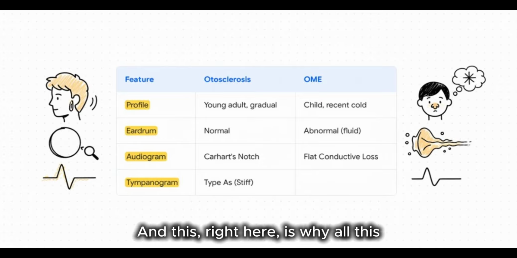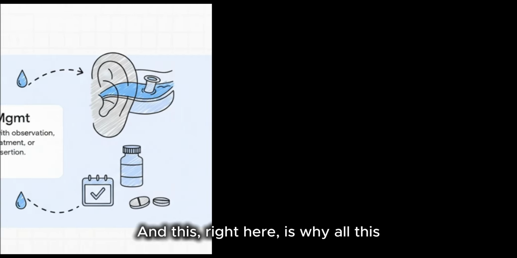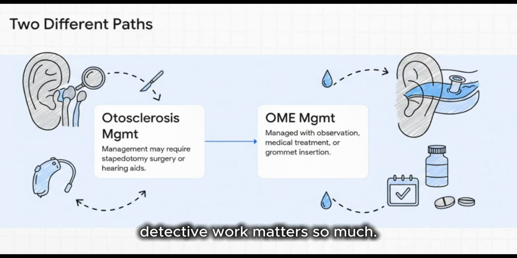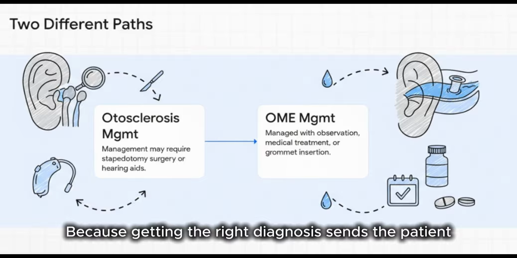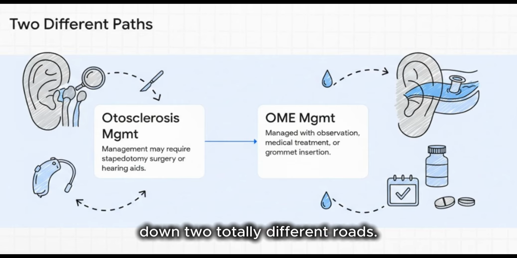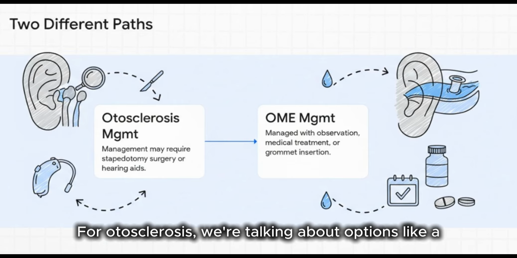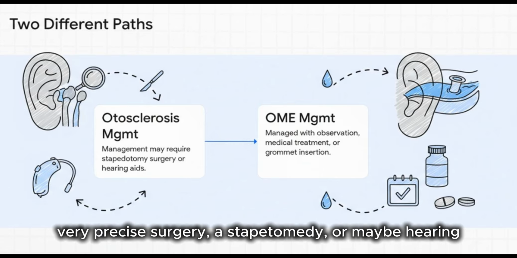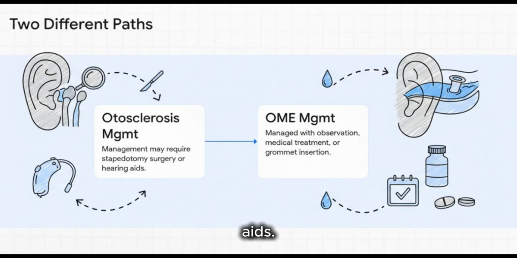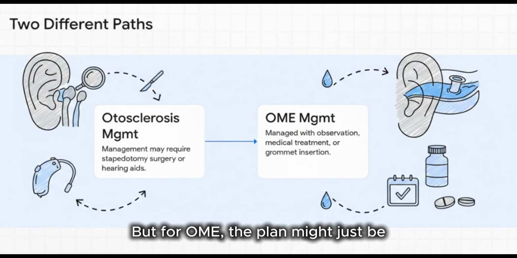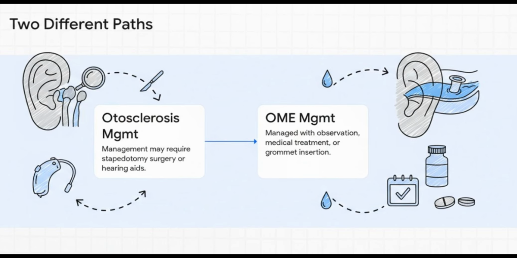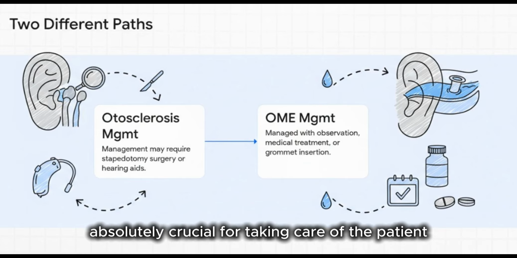And this, right here, is why all this detective work matters so much. Because getting the right diagnosis sends the patient down two totally different roads. For otosclerosis, we're talking about options like a very precise surgery, a stapedotomy, or maybe hearing aids. But for OME, the plan might just be to wait and see, maybe try some medicine, or do a simple procedure to put in ear tubes. Making the right call from the start is absolutely crucial for taking care of the patient properly.